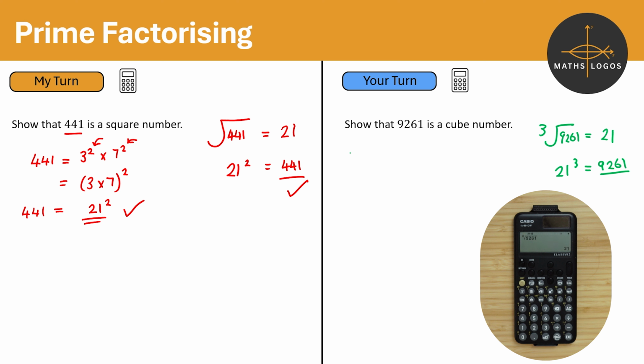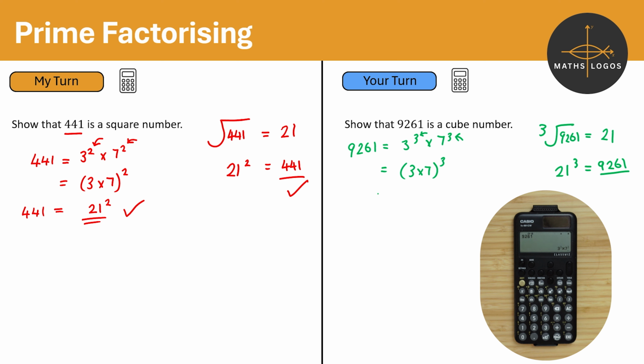But what we can do is also use prime factorizing to show that. Let's take our 9,261 and see what that would give me if I prime factorized it. And what it gives me is 3 cubed multiplied by 7 cubed. Now if you notice, because both of the indices are multiples of 3, then it's going to be a cube number. If just one of the indices was a multiple of 3 and the other was not, then it wouldn't be a cube number.